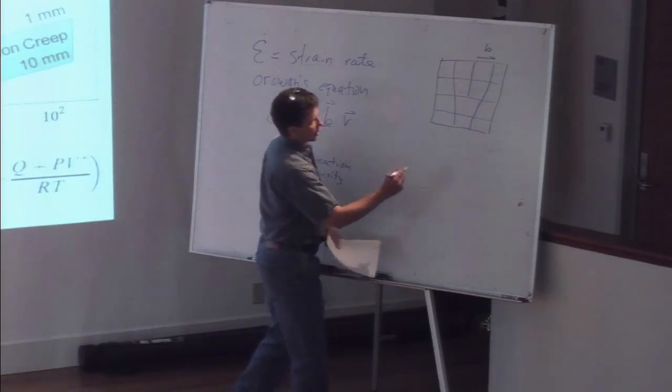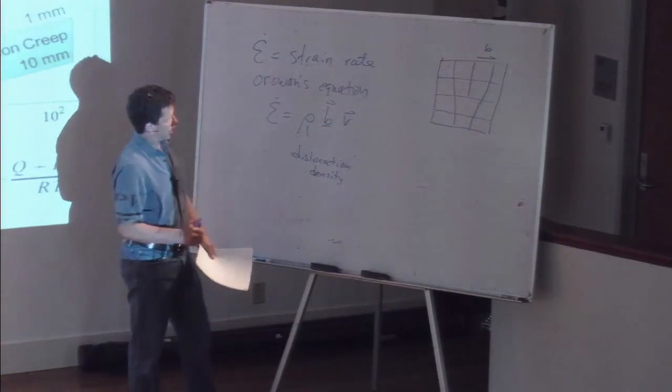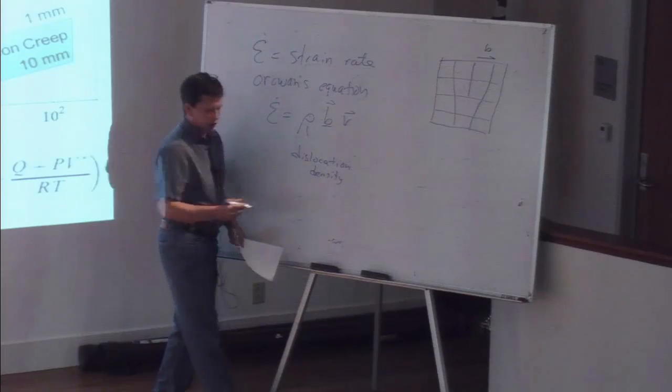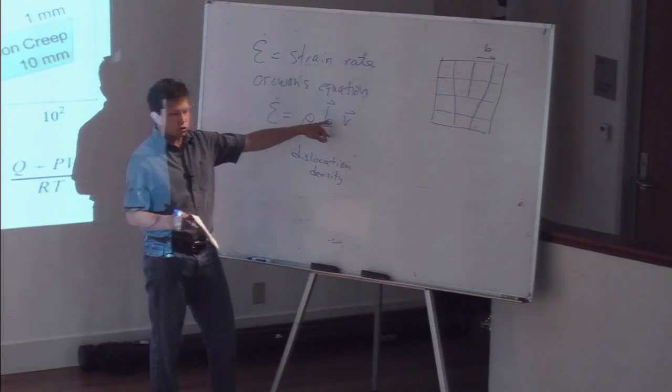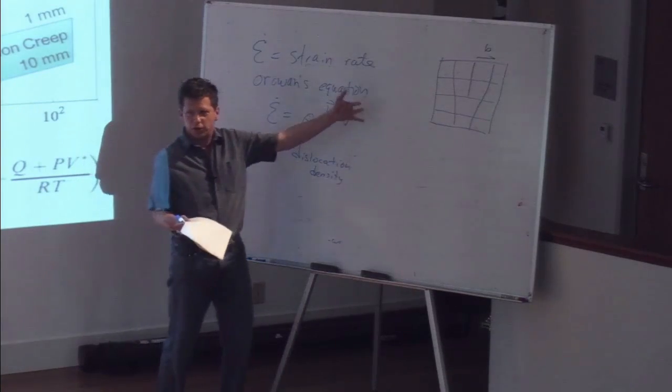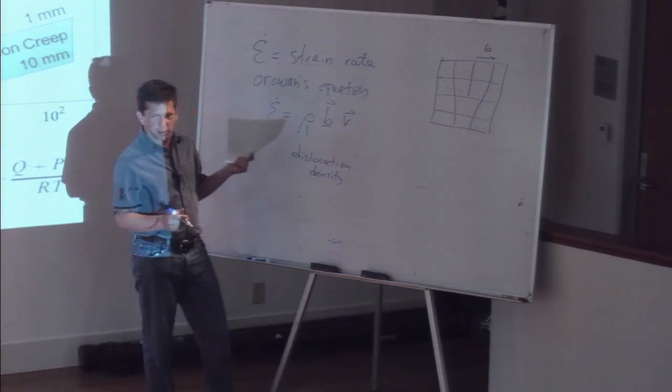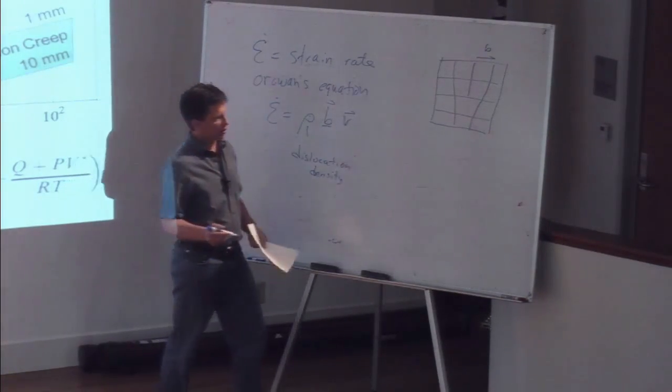So, Greg, can you comment on the units? Sure. Yeah, I'm going to get to units of dislocation density in just a second. Units of Burgers vectors are just meters, and velocity is meters per second. So we'll talk about dislocation density right now.